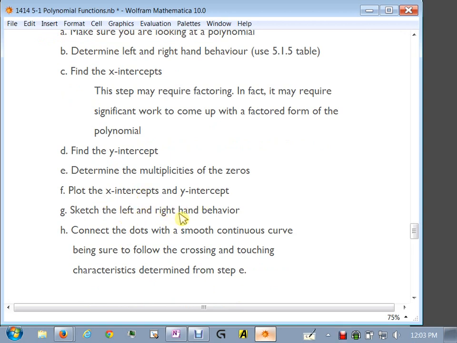We'll sketch the left and right behavior. We'll connect the dots. We're going to go back to like kindergarten. We're going to connect the dots with a smooth continuous curve, being sure to follow the crossing and touching characteristics determined from step E. Yes? Y-intercept's always going to be the same. Yep. All right, and I have a bunch of examples.